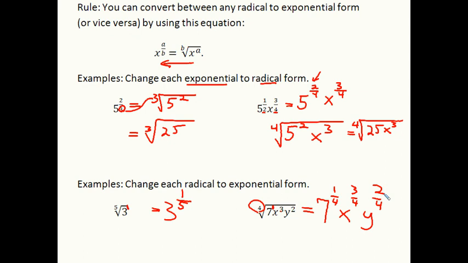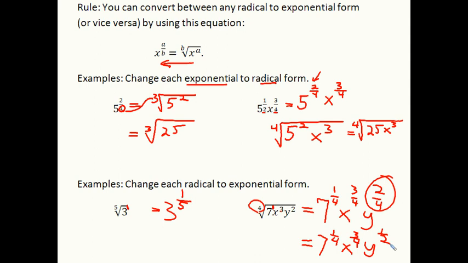We have to simplify here because we don't want to leave things as unreduced fractions. So we have 7 to the 1/4. 1/4 can't be reduced. 3/4 can't be reduced, but 2/4 here can be reduced, and we reduce that to 1/2. So this is y to the 1/2.